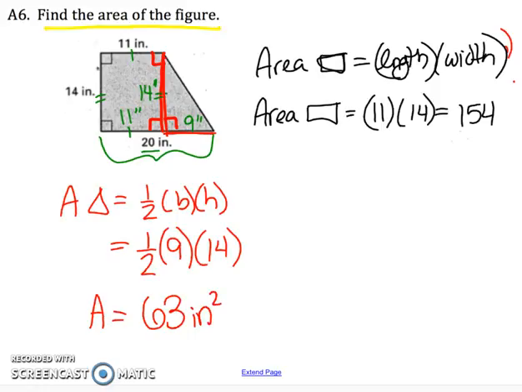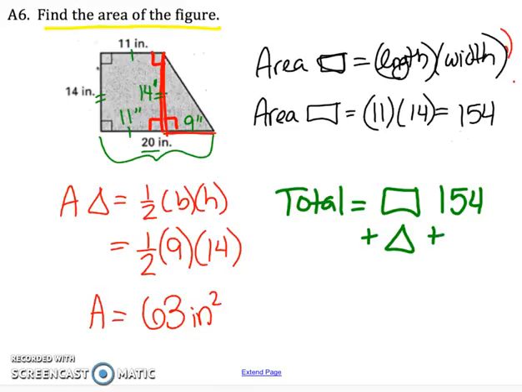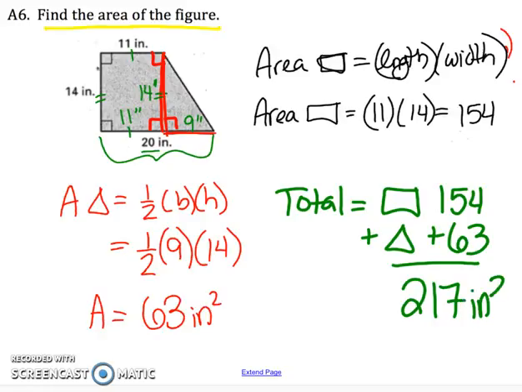So my total area of my figure is going to be the rectangle plus the triangle. So that gives me 154 plus 63, which is a grand total then of 217 inches squared.